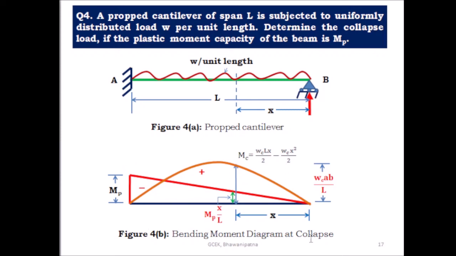This is the bending moment diagram: this is the negative bending moment diagram, and this is the positive bending moment diagram, and after cancelling the negative bending moment, this is the net bending moment diagram: negative, positive. So here also two hinges will be formed, one hinge at the fixed support A and another hinge between A and B at the maximum bending moment section.